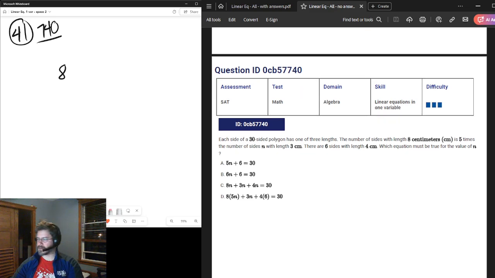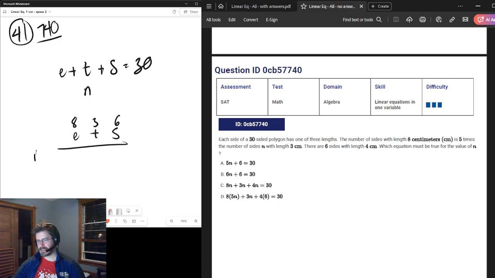I am going to build a table for this. That's going to help me stay organized as we determine how many sides there are for each side length. So there are 30 total. Sides with length 8 plus sides with length 3 plus sides with length 4 adds up to 30. If n is the number with length 3, then 5 times n have length 8.